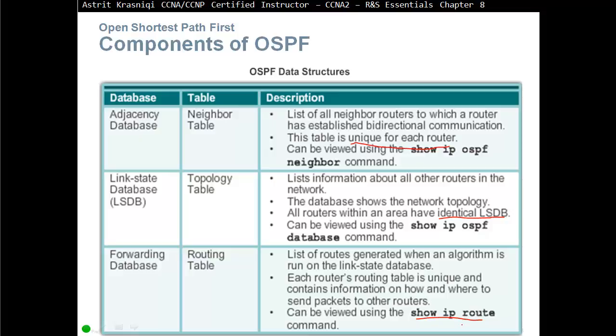For example, it's going to be unique because for every destination, you run the algorithm and find out the fastest way to get to the destination. And it's going to be unique on every router.